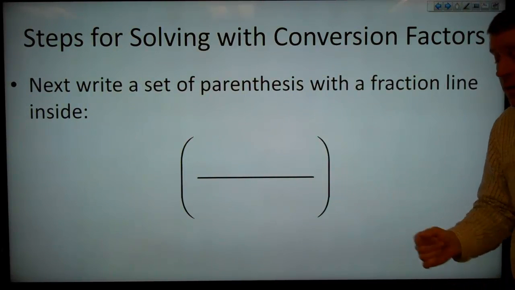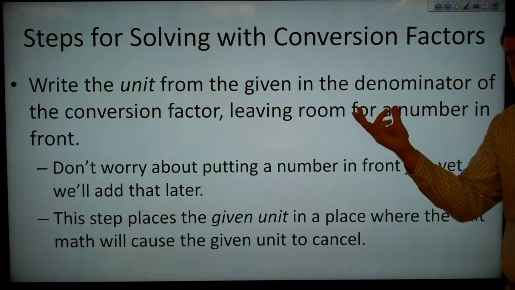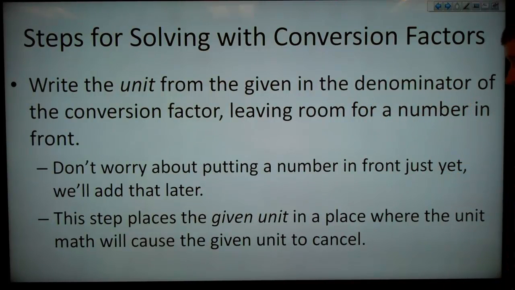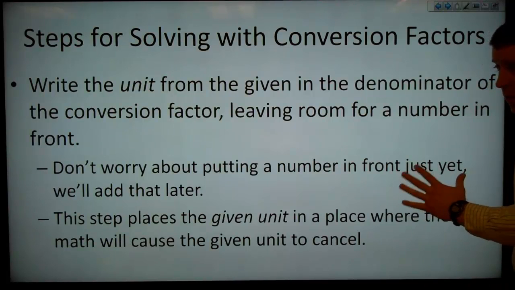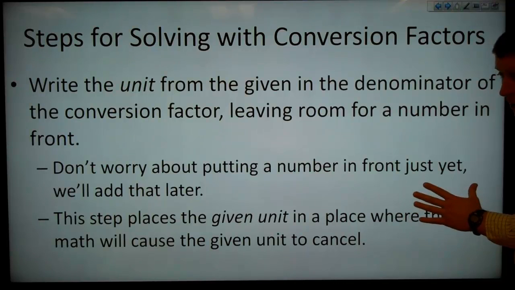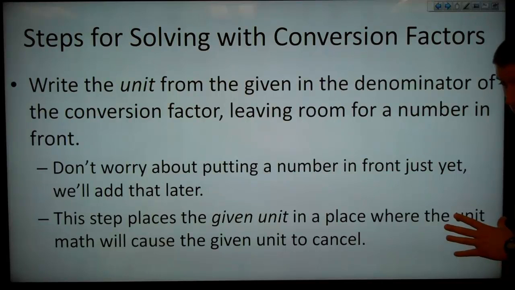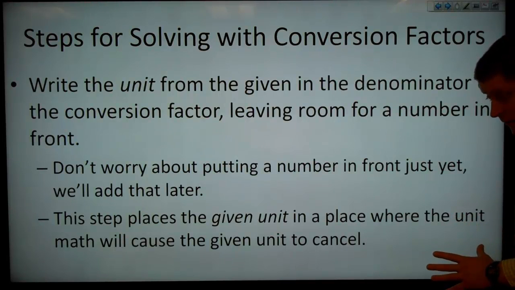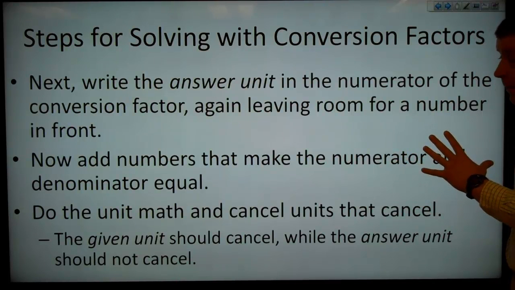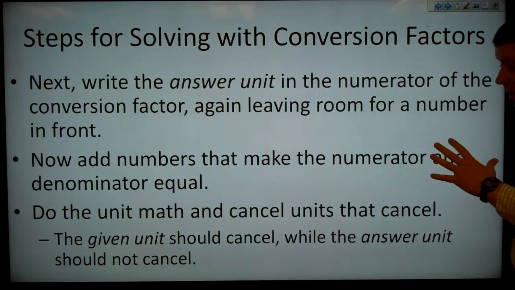Next we'll write a set of parentheses with a fraction line inside it. And then we're going to write the unit from our given in the denominator of our conversion factor, leaving room for a number in front of it. And don't worry about putting a number in front just yet. We'll add that later. And this step places the given unit in a place where the unit math will cause the given unit to cancel. And now we're going to write the answer unit in the numerator on top of our conversion factor, again leaving room for a number in front of it.